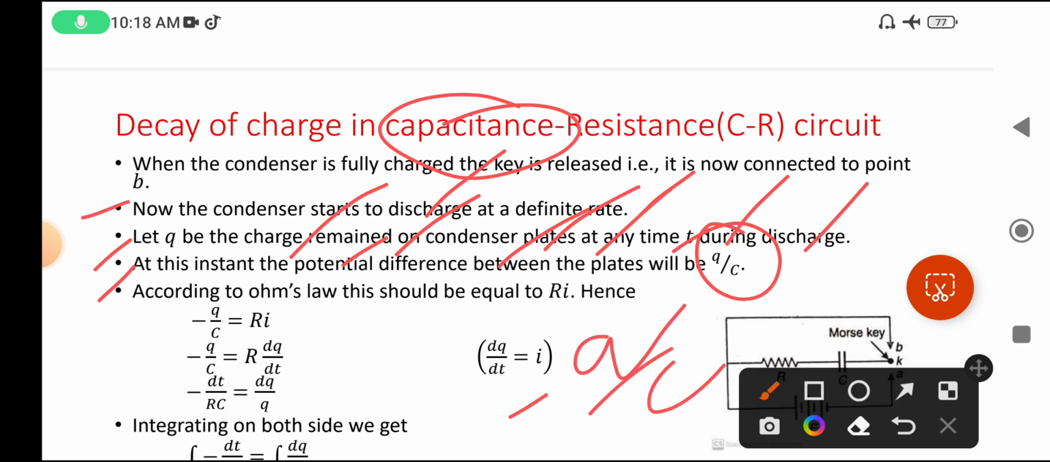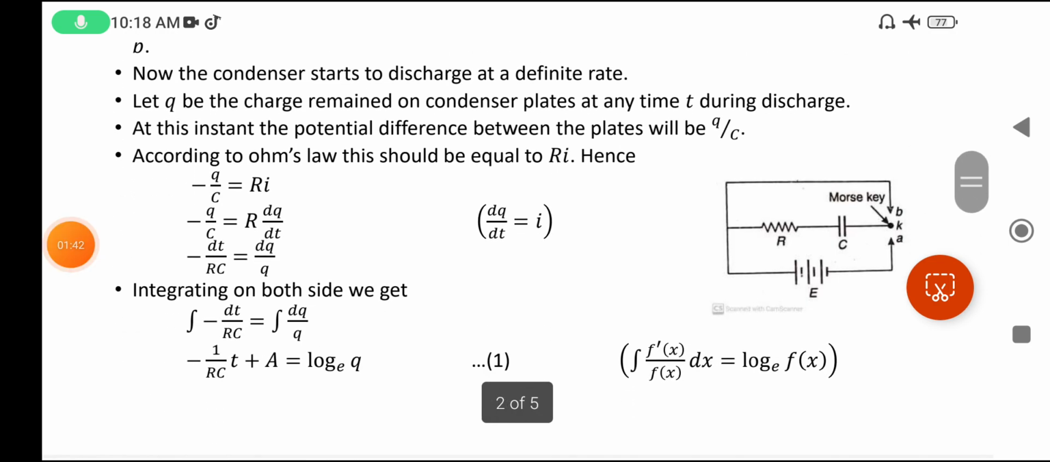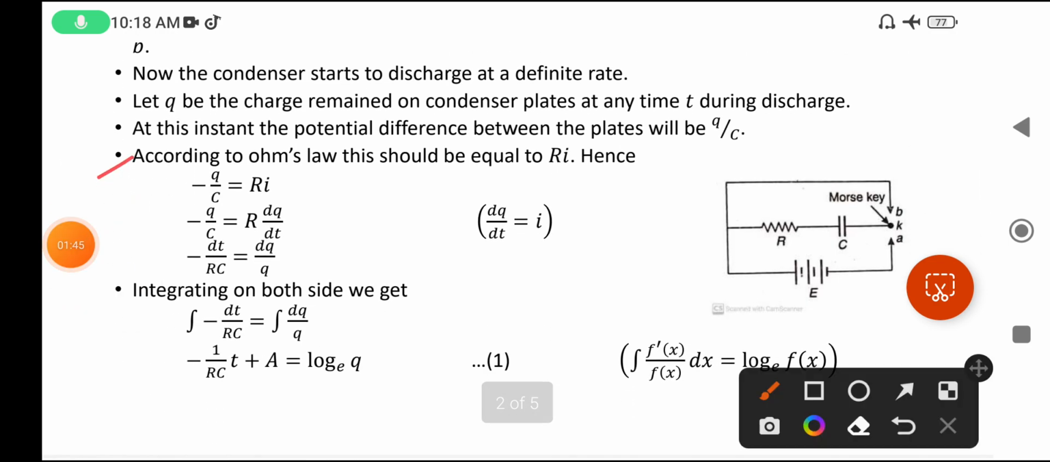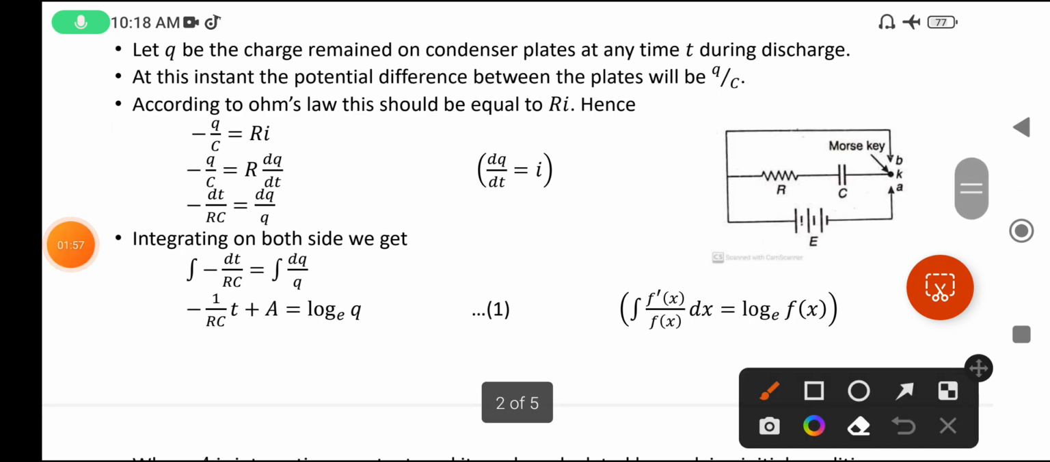Why? Because this voltage which develops across the capacitor opposes the decreasing charges. According to Ohm's law, this should be equal to Ri. So see here I have written minus. Why? Minus means it opposes the decay of charges. Yes. Now what do you have to write?